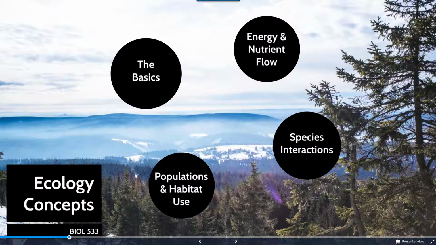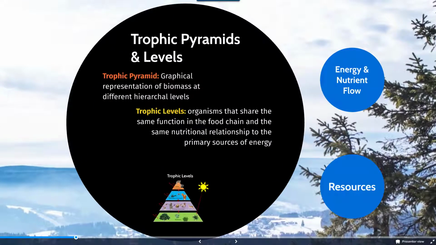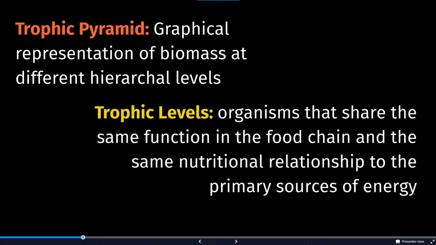So, delving into a little bit more about the energy and nutrient flow within those ecosystems, we first have to talk about the concept of trophic pyramids and trophic levels. A trophic pyramid is a graphical representation of biomass, so the mass of organisms found at those different levels, and steps into hierarchical levels. Trophic levels are going to consist of organisms that share the same function in the food chain, or the food web, and the same nutritional relationship to the primary sources of energy.